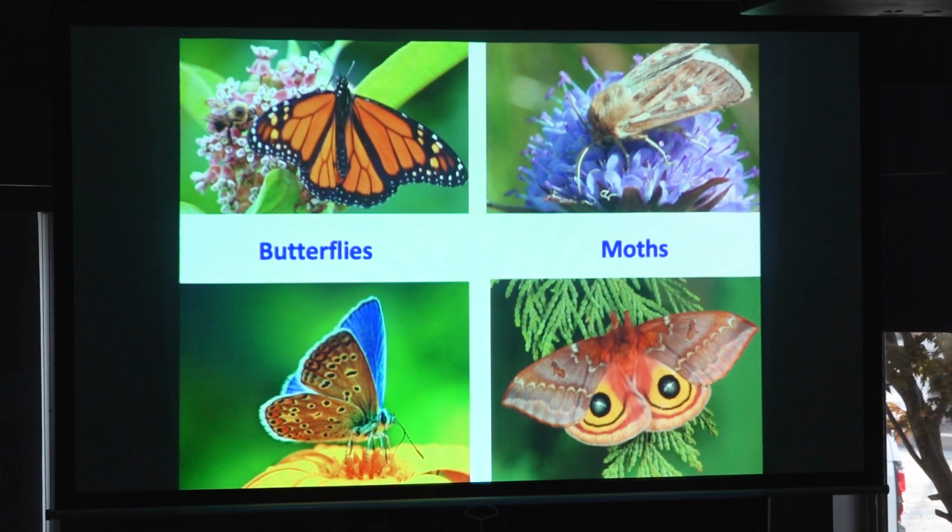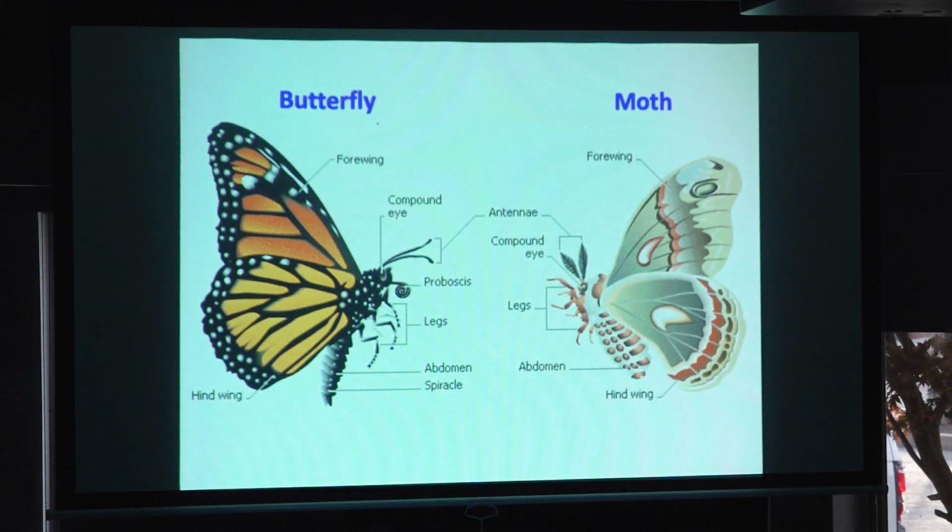How about the butterflies and the moths? They are different. Butterflies have simple antennae, while the moth's antennae are feathery. Usually butterflies are active in the day while moths are active at night. Usually butterflies are more colorful than moths as well.